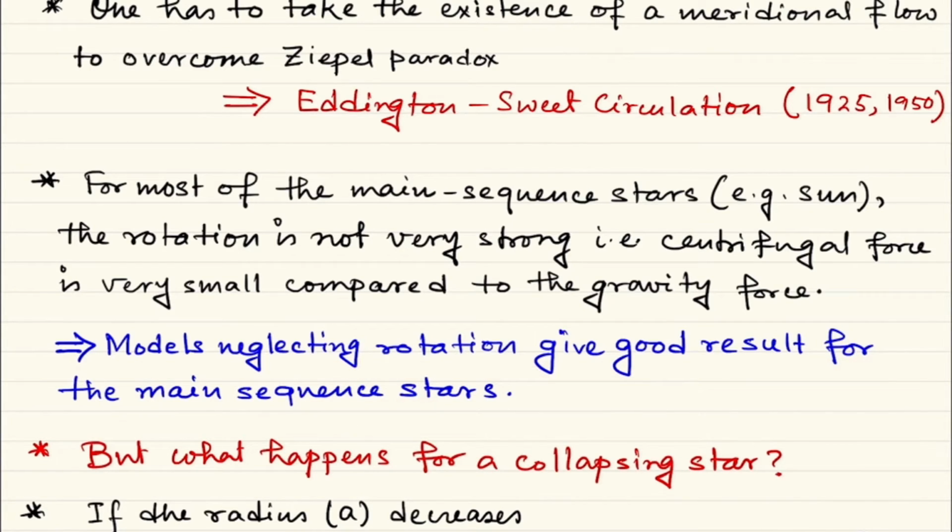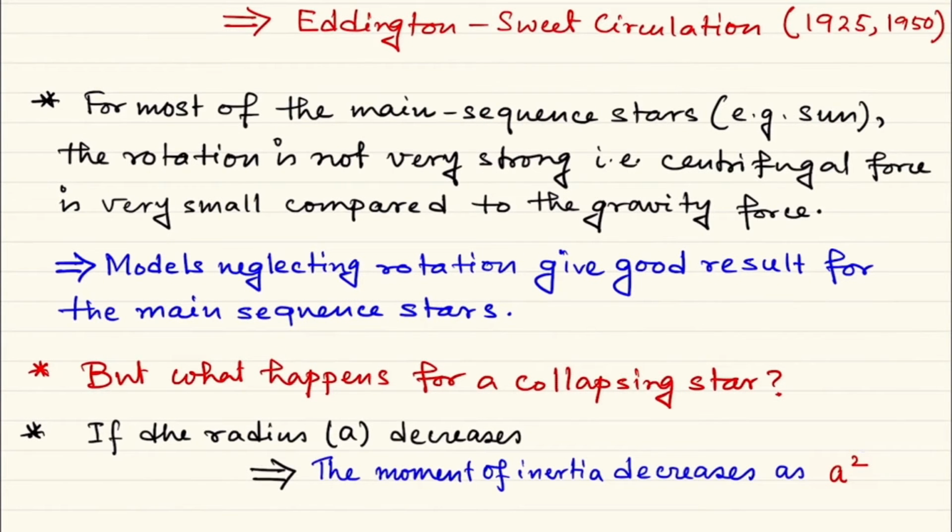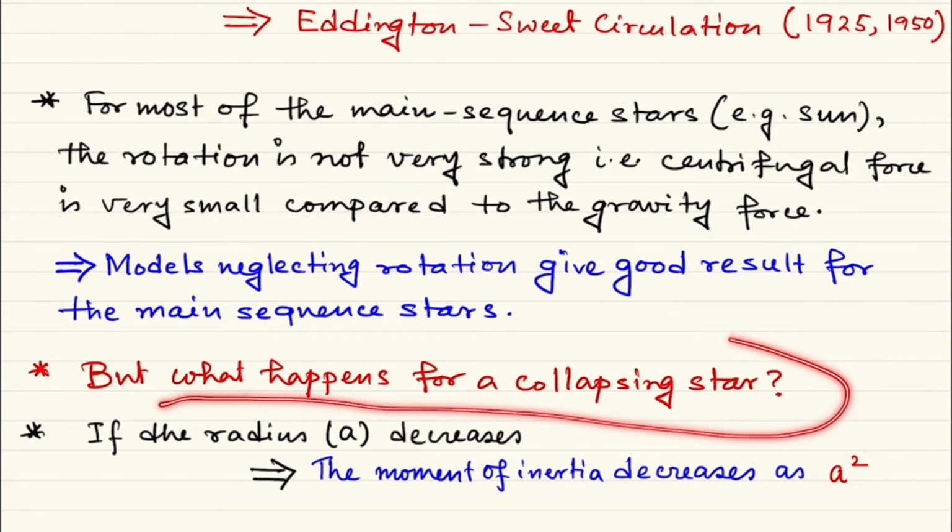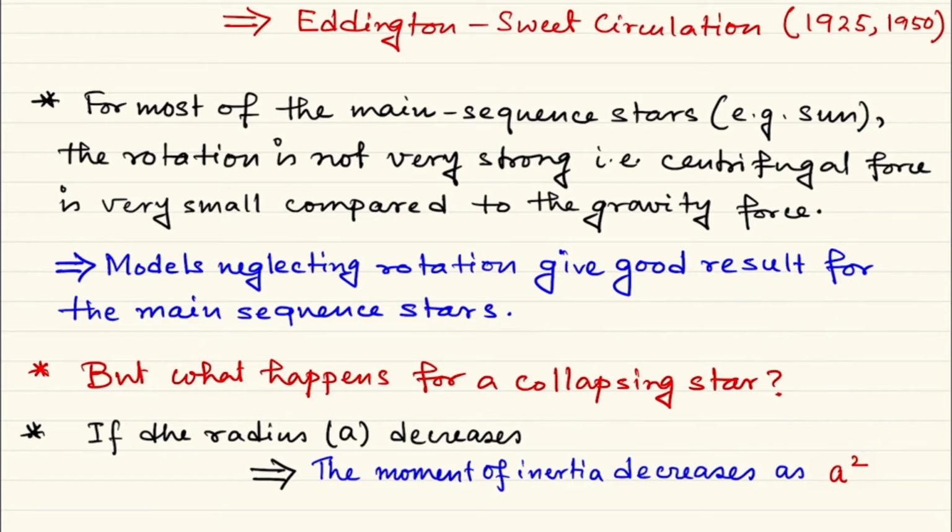But it simply does not say that in astrophysics whenever you see stars you just forget about rotation. Why? Because one question is very crucial: this was only for the main sequence stars, but what happens if we are considering a collapsing star which is at the so-called old age of its lifetime, not a main sequence star? Then what happens? Then this is very tricky and very interesting.